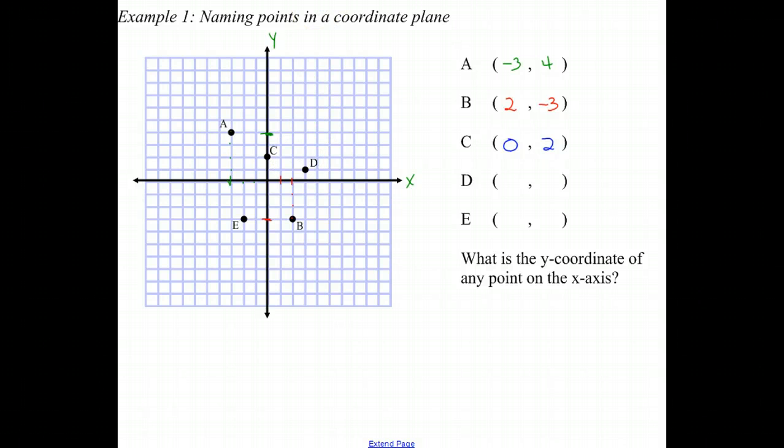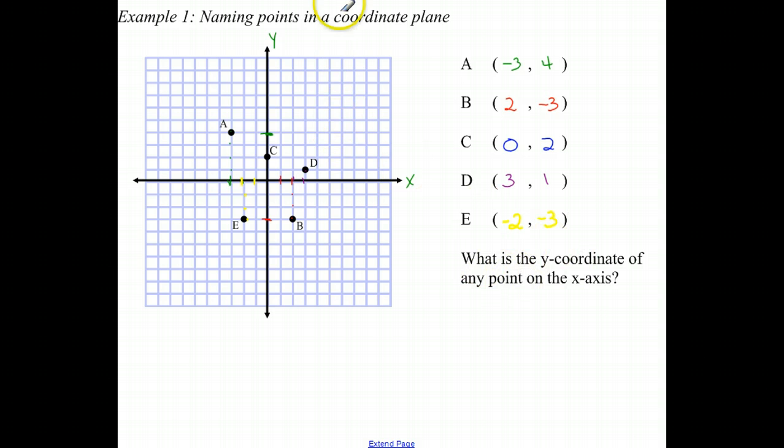For letter D, starting at my origin, I move to the right 1, 2, 3. So I have a positive 3 as my x-coordinate, and up 1 for my y-coordinate. Finally, point E, I'm moving to the left 2 places, so my x-coordinate is negative 2, and I'm moving down 3 places, my y-coordinate is negative 3.